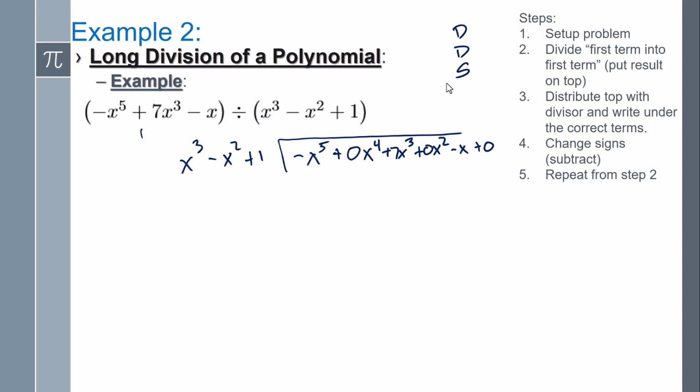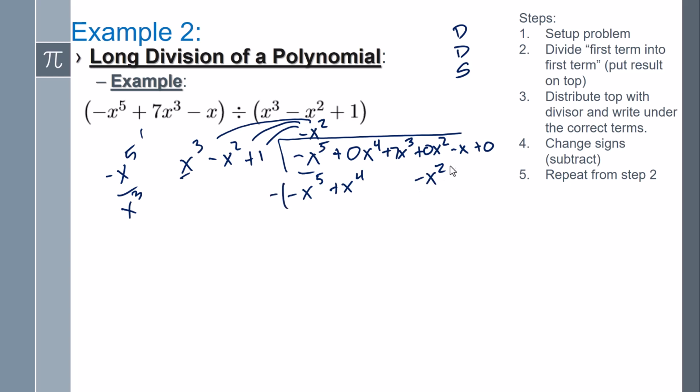So the first step is divide. We divide those terms. So negative x to the 5th over x cubed. If I reduce that, that gives me negative x squared. Now I distribute. So I'm going to distribute this with all three terms. So negative x squared times x to the 3rd is negative x to the 5th. Negative x squared times negative x is, aha, see? This is the reason why I put that placeholder, because now I have a place to put it. And then negative x squared times 1 is negative x squared.